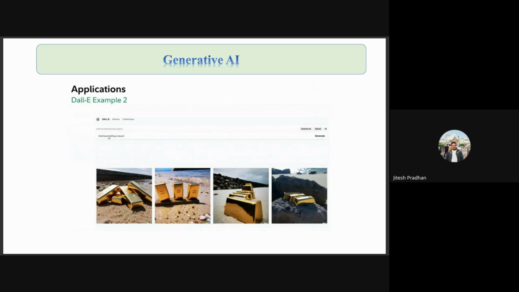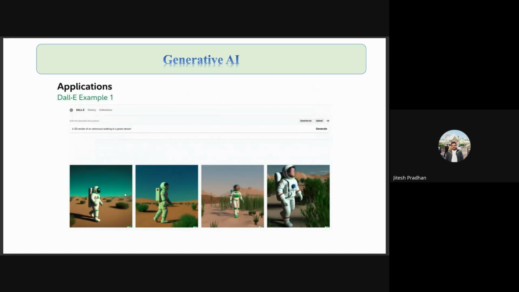Another example is where a gold bar is chilling on the beach. So these are common outputs. Now, what is a major problem? Look here. In the first pass it gives this output, in another pass it gives this, and when you try to give this same command again, it will generate this output. So there are so many different outputs for the same command.